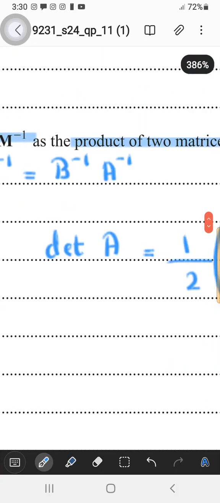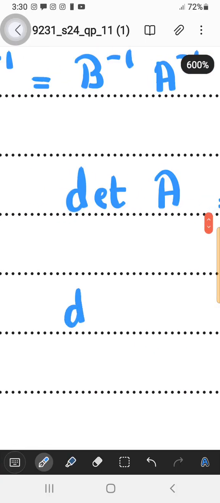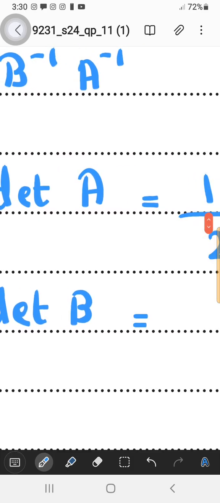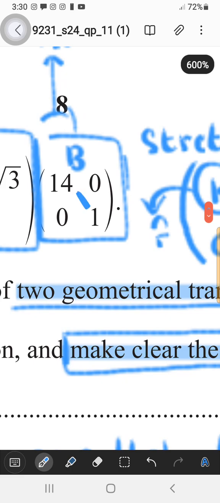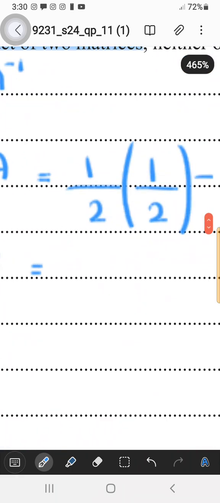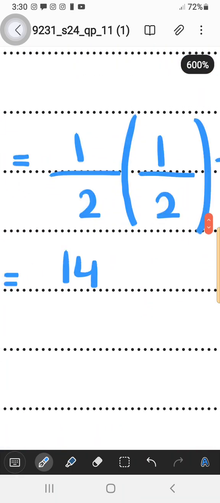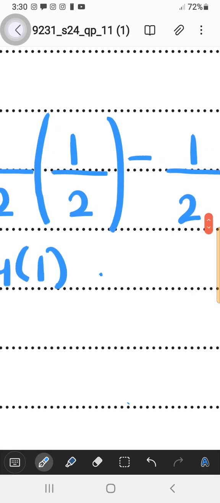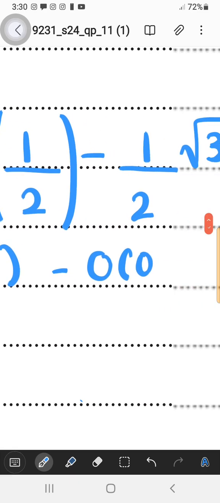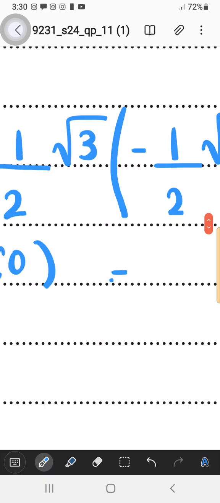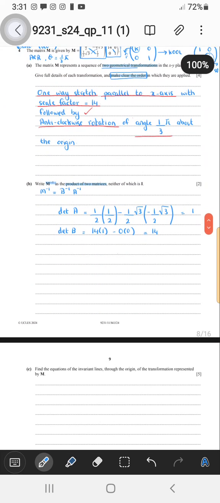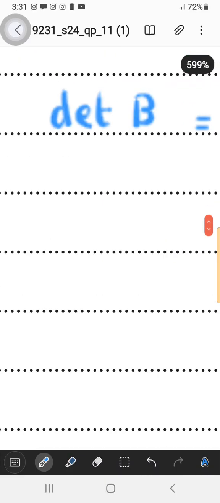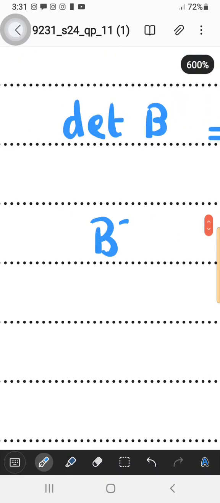Now we want determinant B. Determinant B we will get by 14 by 1 minus 0 by 0. So it will be 14. These two determinants will be used while finding the A inverse and B inverse. First I am finding out the B inverse.